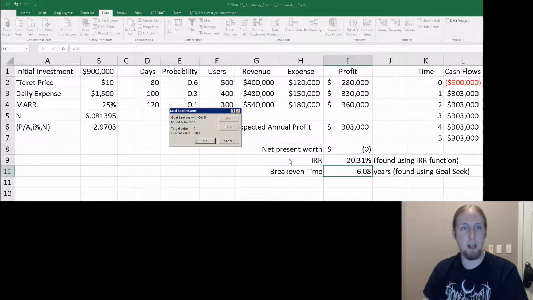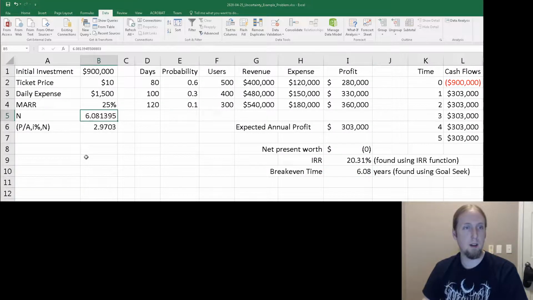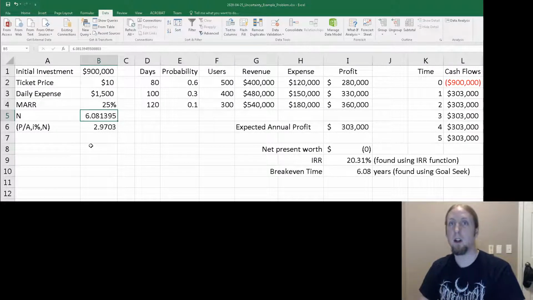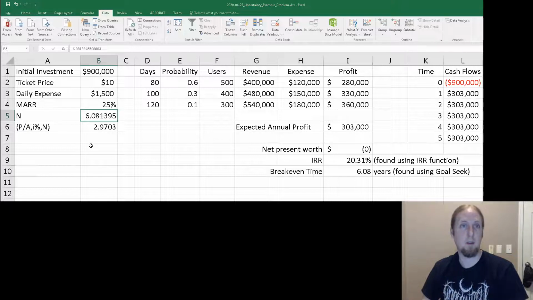And what we get is 6.08 years. That's more than the 5 years that the investors want to get their money back in. And so again, the payback period is longer than what they demand, therefore it's not justified.